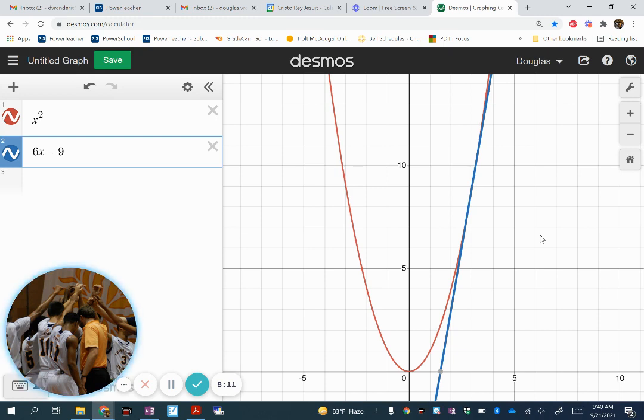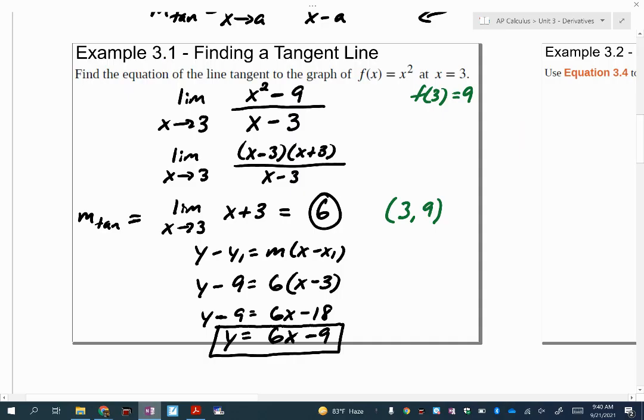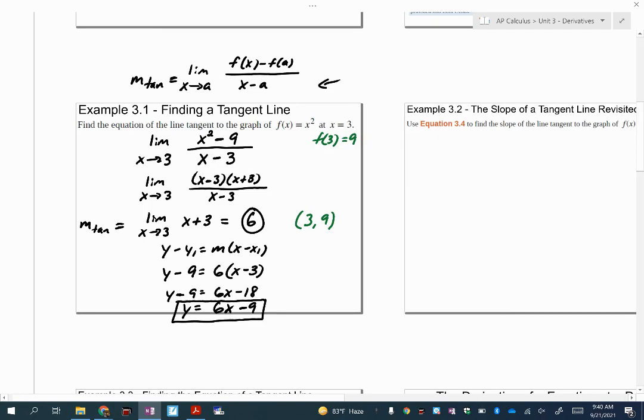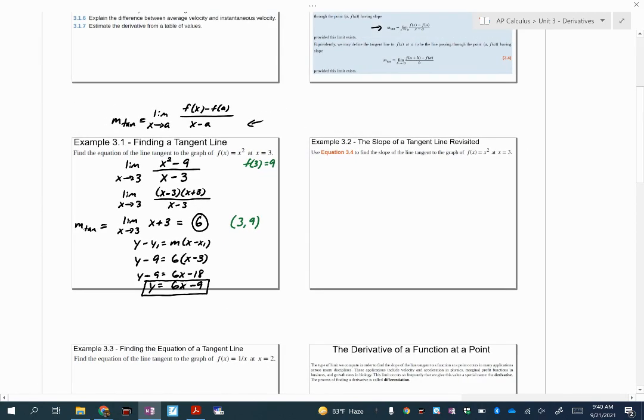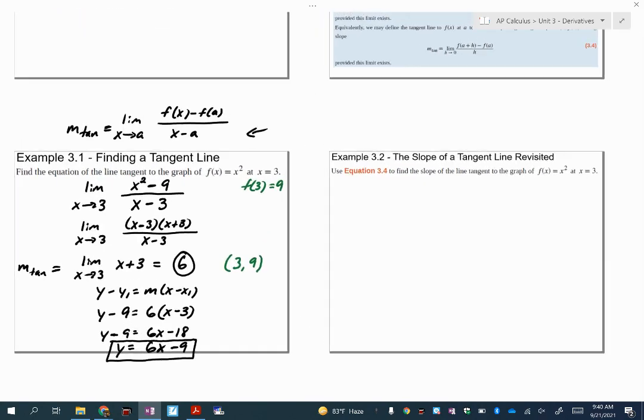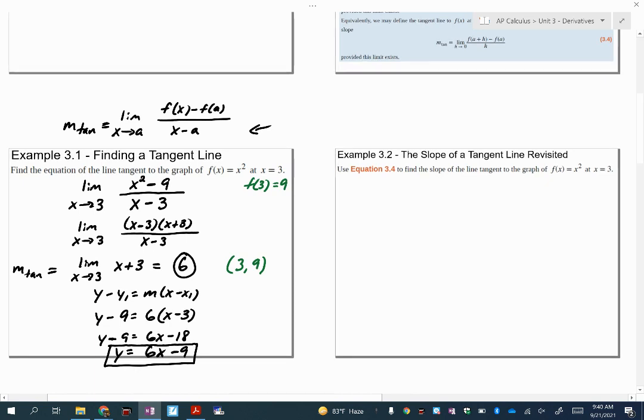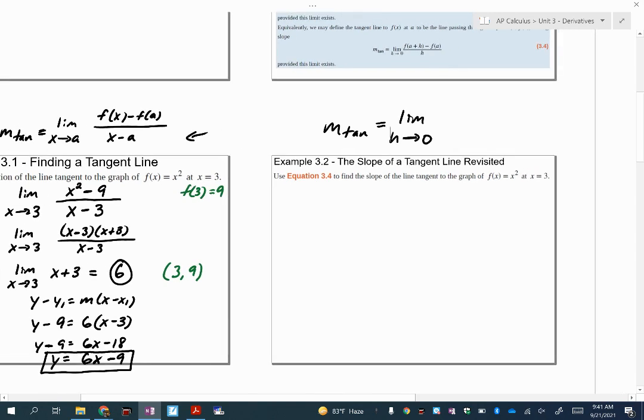So now what I want to do is use the other equation. And you're going to see that we're going to get the same answer. We're just going to find the slope. We're not going to do every step to find the line because we already found it. But now I'm going to use that the slope of my tangent line is the limit as h approaches 0. Remember, we're getting a smaller value that we're adding to that letter a. So f of a plus h minus f of a over h. So I'm going to use that second equation.